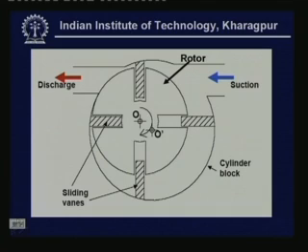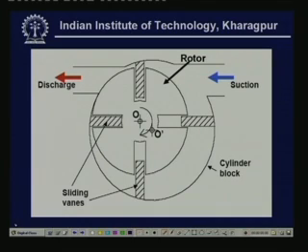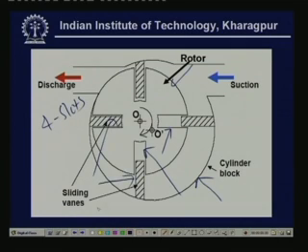Now let me explain the working principle here. Again you have a rotor here, and you have the cylinder block, and this rotor has a number of slots. These are the slots of the rotor. In this particular figure I have shown 4 slots, and each slot consists of a sliding vane. So this is one sliding vane, this is another sliding vane. So 4 slots mean there are 4 sliding vanes.